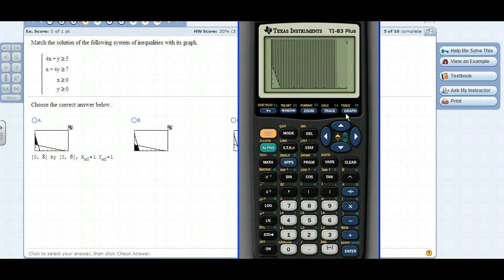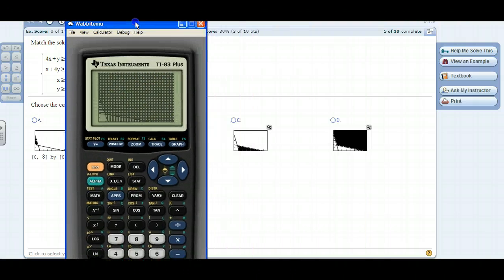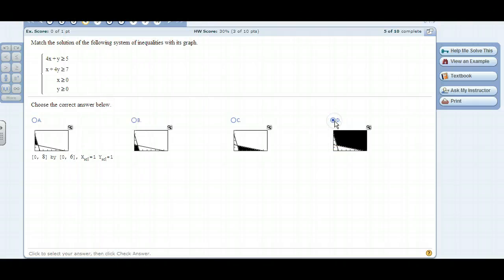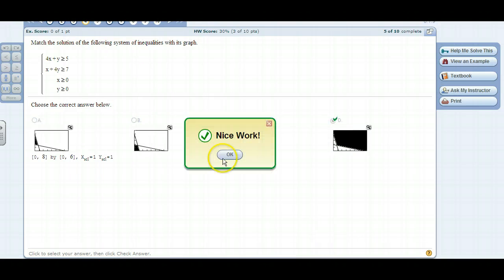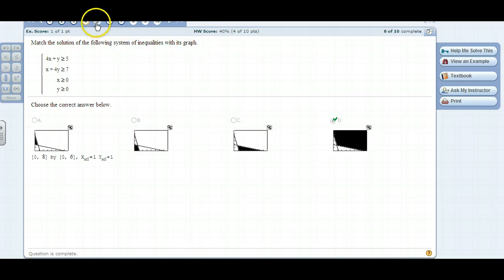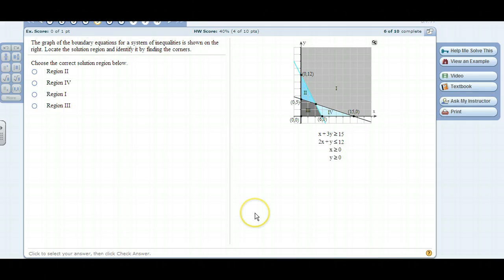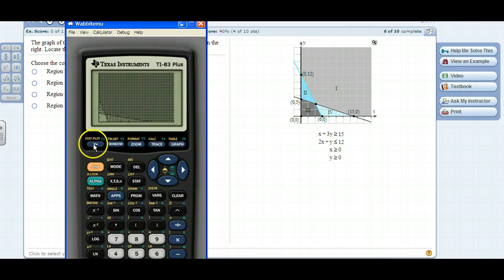And our solution is what's shaded in both directions. Notice this doesn't get shaded at all. This is shaded horizontally. This is shaded vertically. All of this up here is shaded in both directions. So there's our answer: what's shaded in both directions. Now you can do this for all of them. You just have to make sure that you isolate the y in these problems.